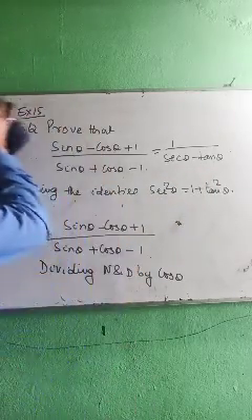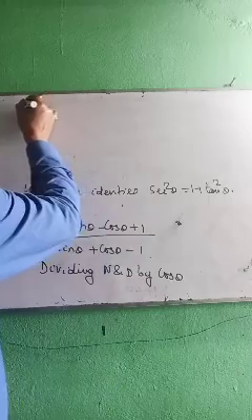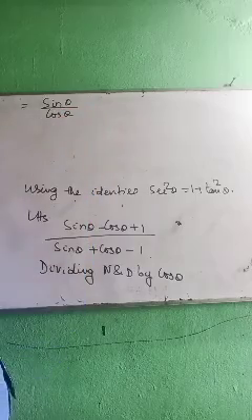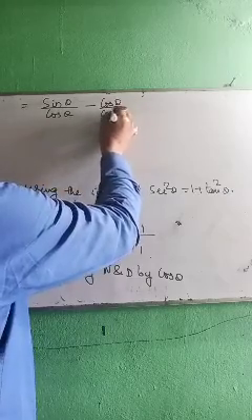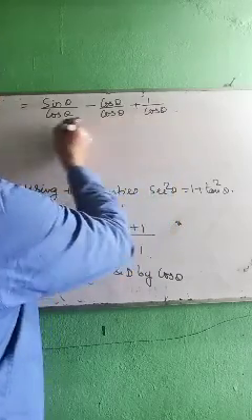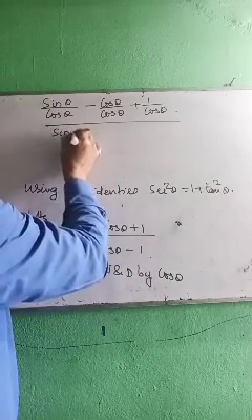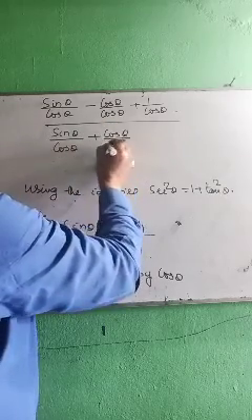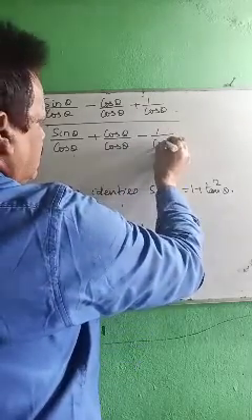So that will give you sin theta by cos theta, minus cos theta by cos theta, plus 1 by cos theta, divided by sin theta by cos theta plus cos theta by cos theta, minus 1 by cos theta.